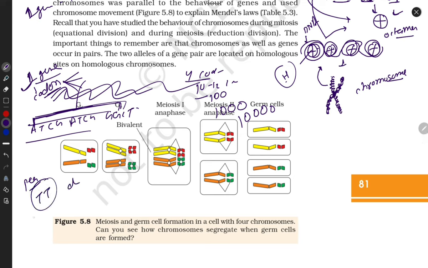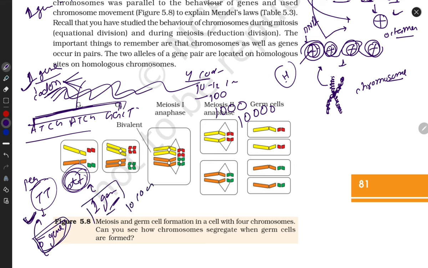Assume one gene controls tall height and one gene controls dwarf height. Assume 10 genes control this character and one gene controls that character. Dwarfness is controlled by one gene and tallness is controlled by 10 genes. One gene is made up of 10 codons, and 10 genes are made up of 100 codons. So it will be very okay.